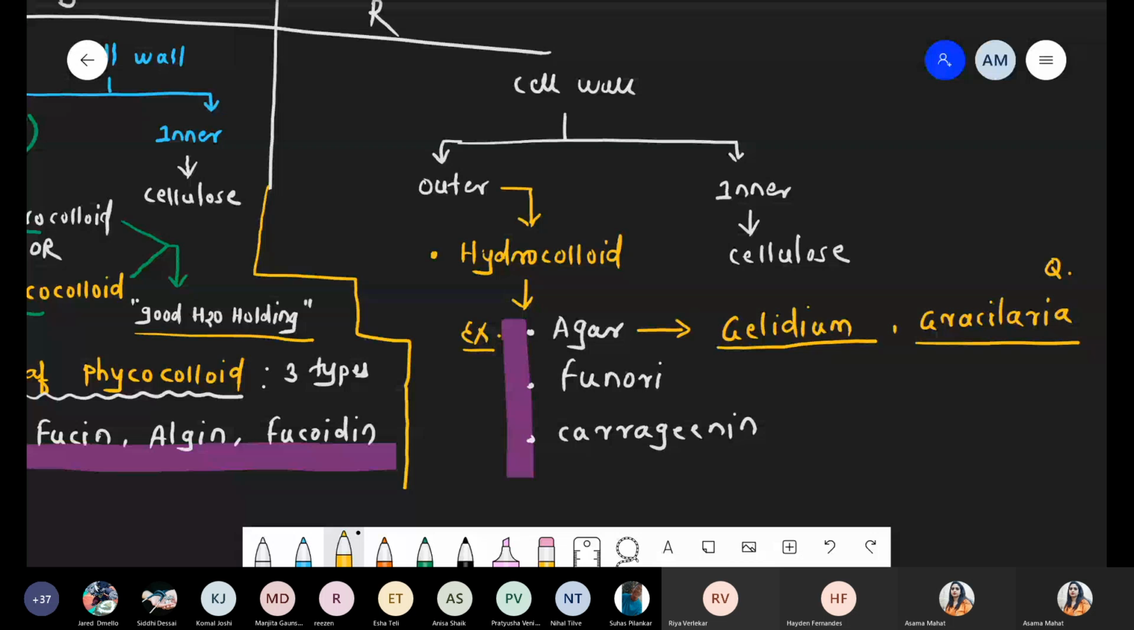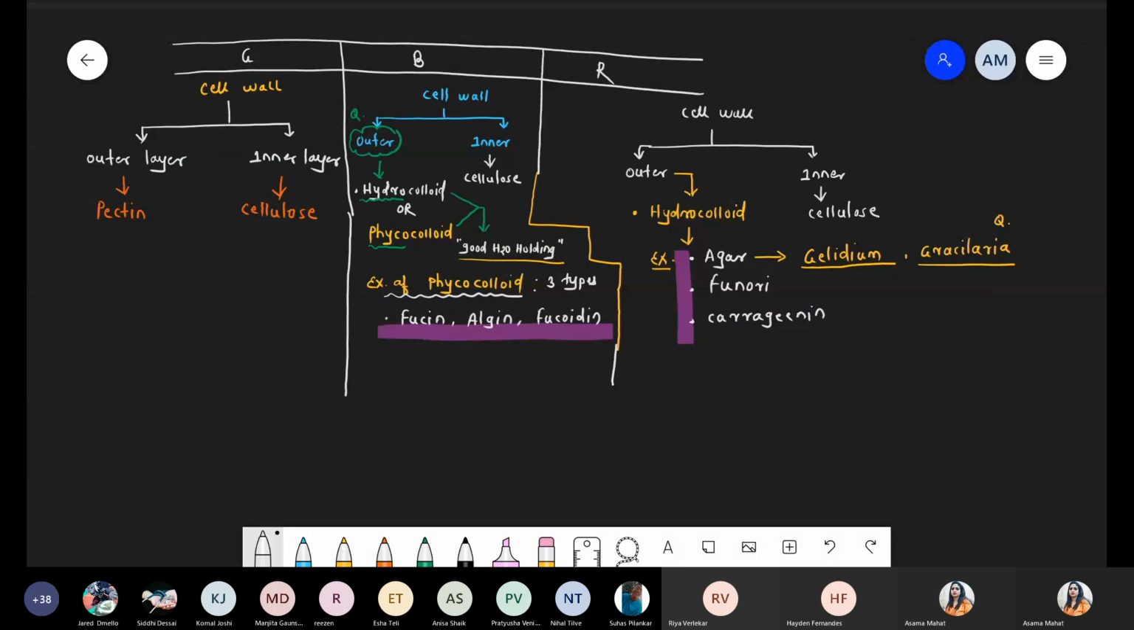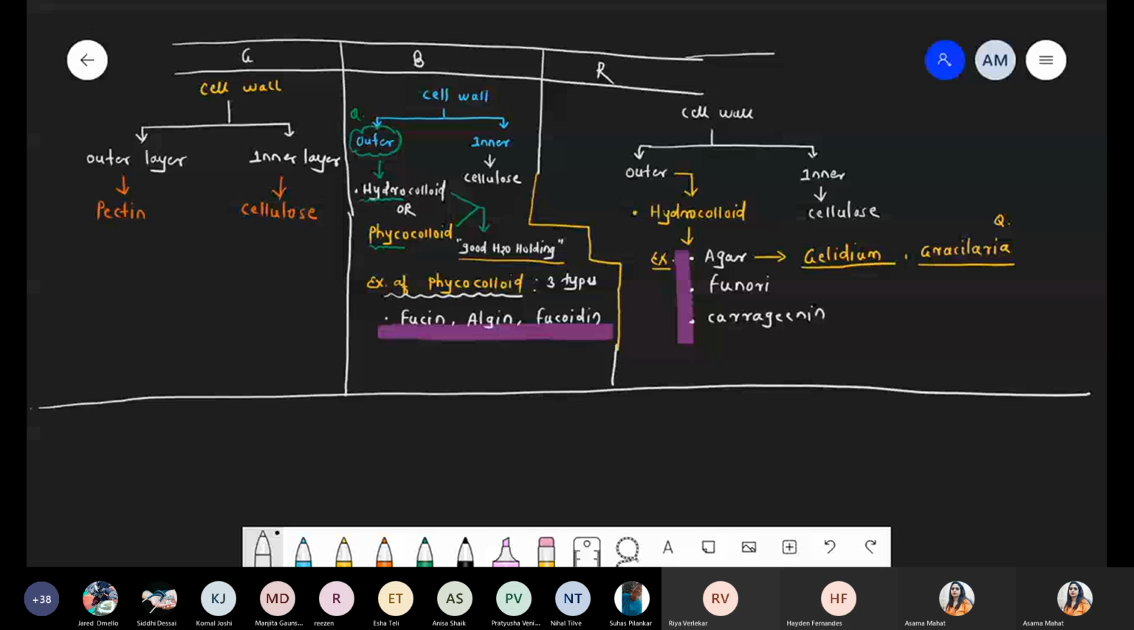Is there any doubt with respect to the cell wall? Any doubt with respect to the cell wall? Okay, Suhas.